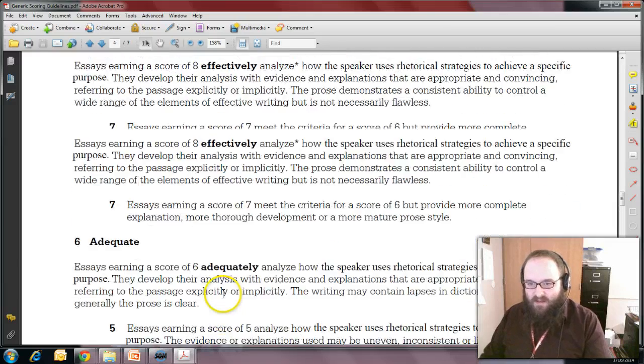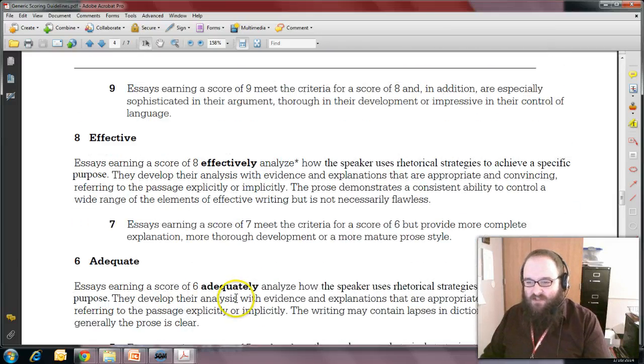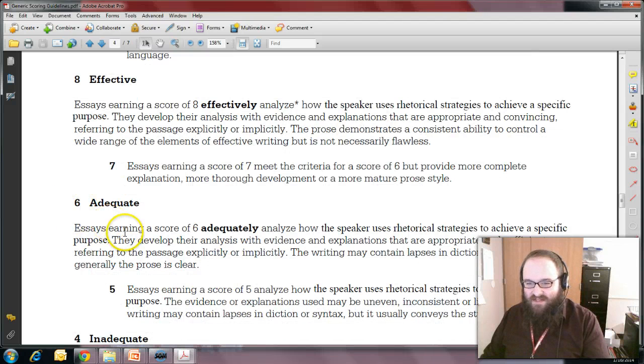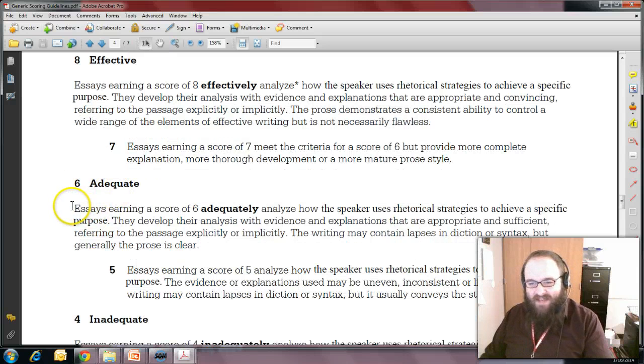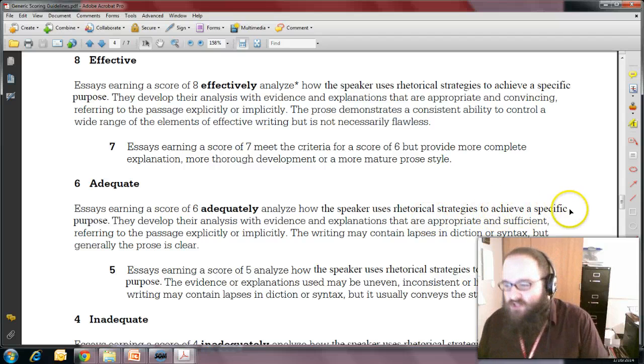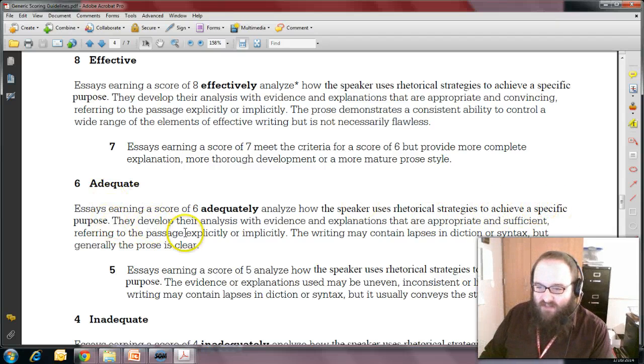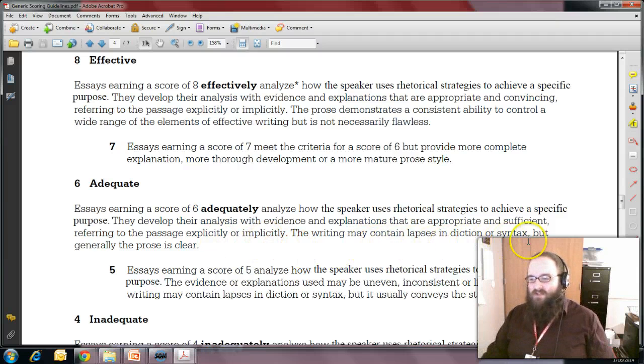When I first start teaching these scoring guidelines, I always like to start with the 6, adequate. This is the baseline. Your essay is decent. You have demonstrated competency in this domain of writing. So, 6 adequate. Essays earning a score of 6 adequately analyze how the speaker uses rhetorical strategies to achieve a specific purpose. They develop their analysis with evidence and explanations that are appropriate and sufficient, referring to the passage explicitly or implicitly. The writing may contain lapses in diction or syntax, but generally the prose is clear.